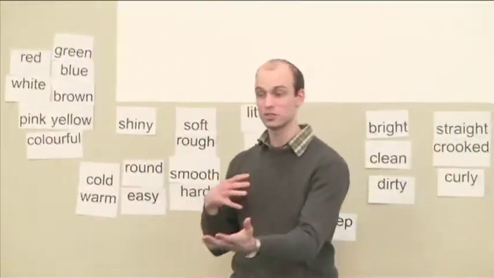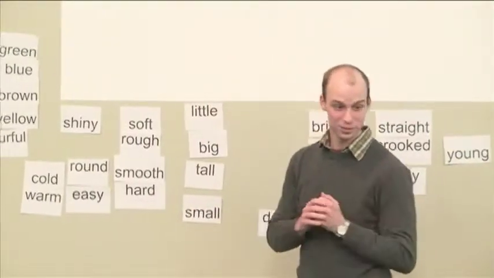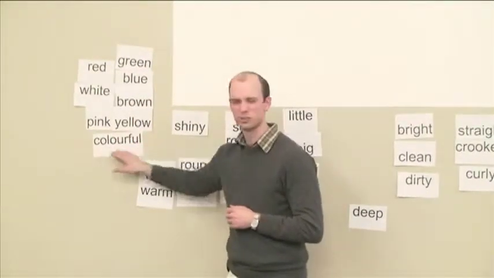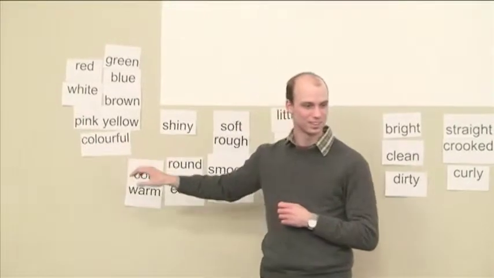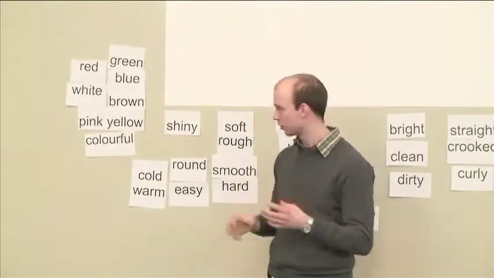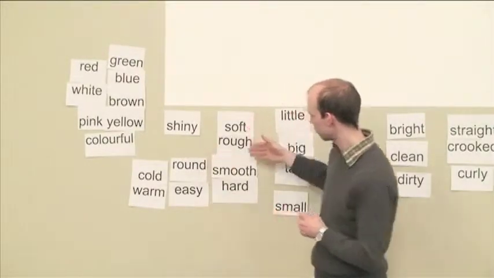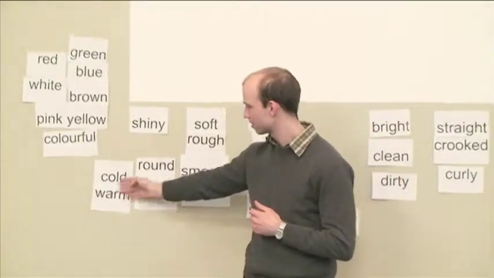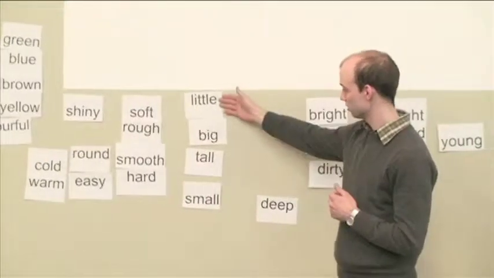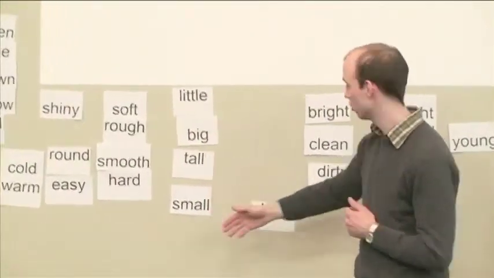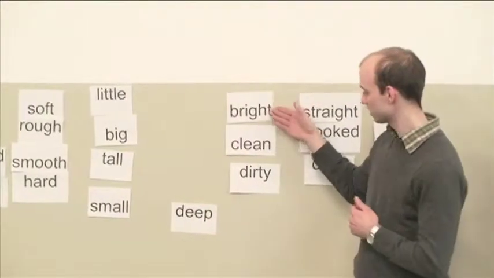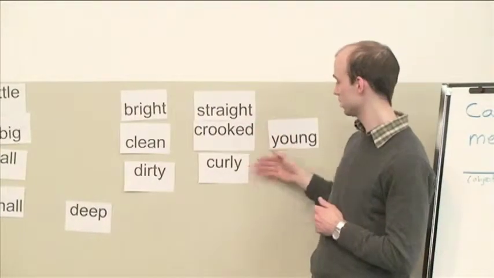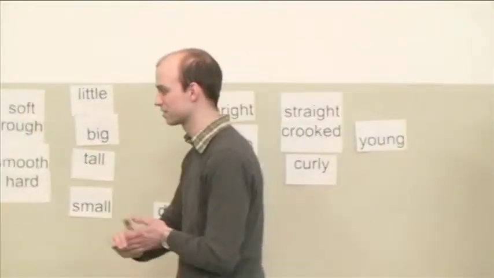Yes. Okay. All right. Can you say them? Green. Okay. Green. Yes. Red, blue, white, brown, pink, yellow. Colorful. What does this mean? Colorful. All different kinds of colors in one area. Great. Then we have shiny, soft, rough, smooth, hard, round, easy, cold and warm, little, big, tall and small, deep, bright, clean, dirty, straight, crooked, curly, and young. Great. So we know these words.